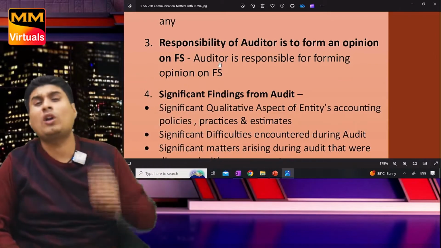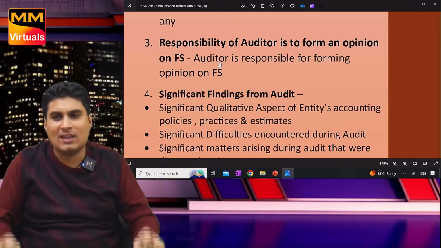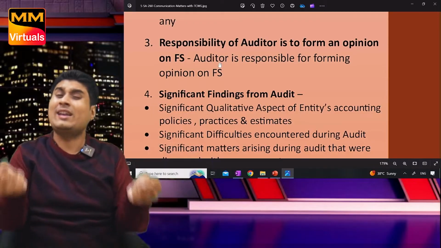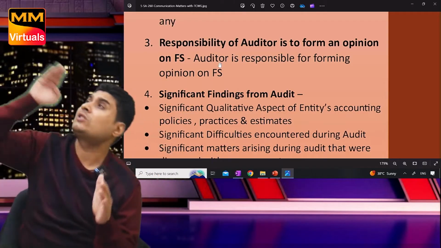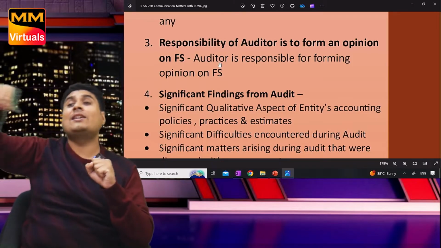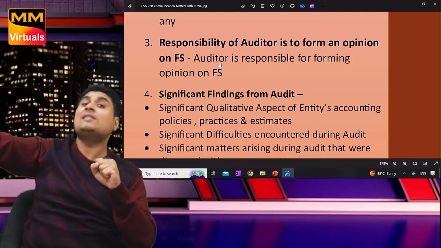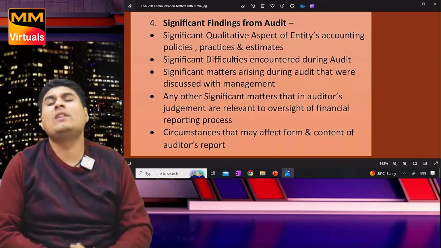Okay. Fourth, what you will tell to them? Tell me why to tell. So there is more transparency. Roles are clear. Communication is better. See, the only work of this standard is what to tell to those charged with governance. Why to tell to them? So roles are clear, responsibilities are clear, transparency is there, work is done in better way.